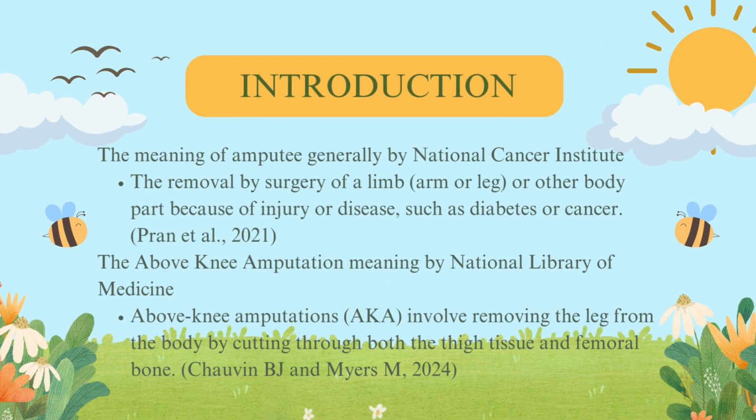Introduction. The meaning of amputee, generally by the National Cancer Institute: the removal by surgery of a limb, arm or leg, or other body part because of injury or disease, such as diabetes or cancer. Pran et al., 2021.